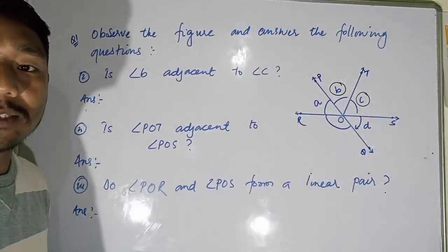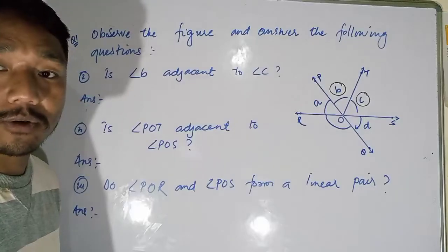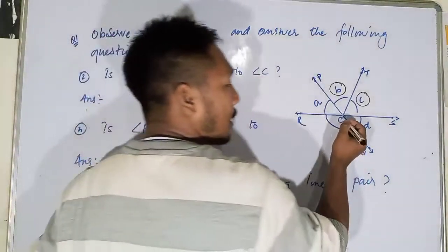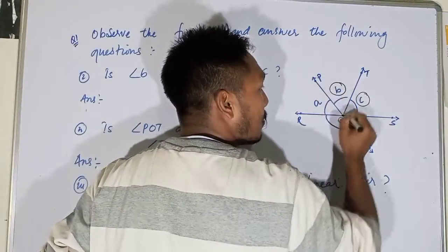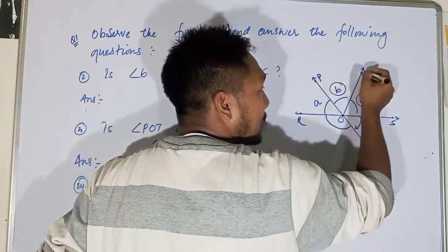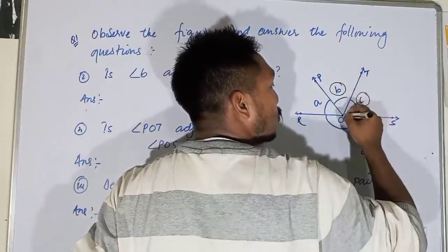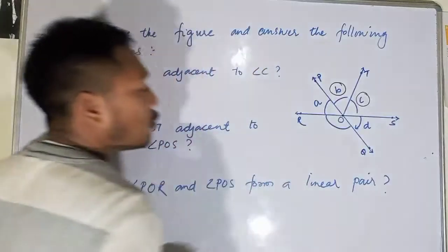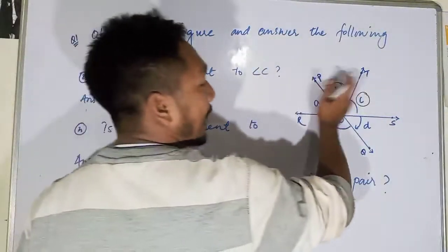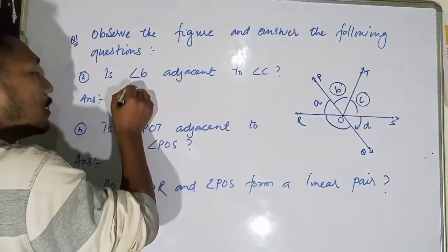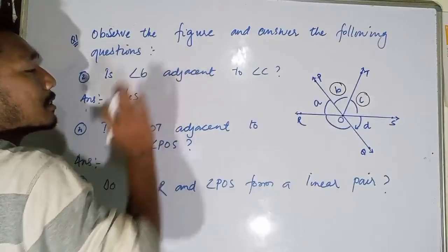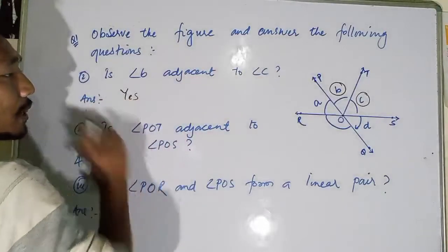So angle B and angle C, are they adjacent or not? Yes. Why? Because they have the same vertex, and their arm OT is common to both angles. So yes, they are adjacent to each other. So this is our answer.